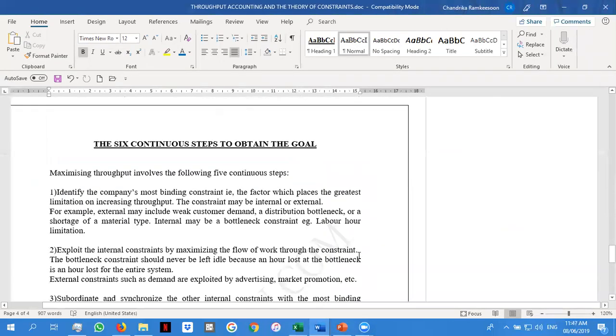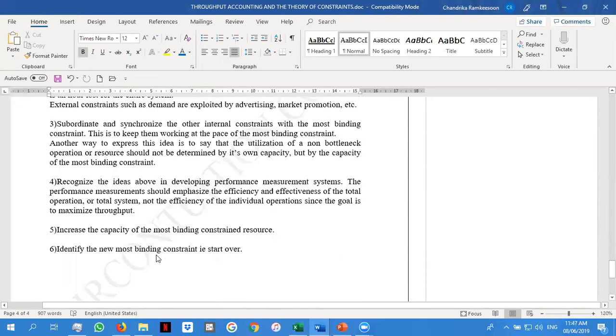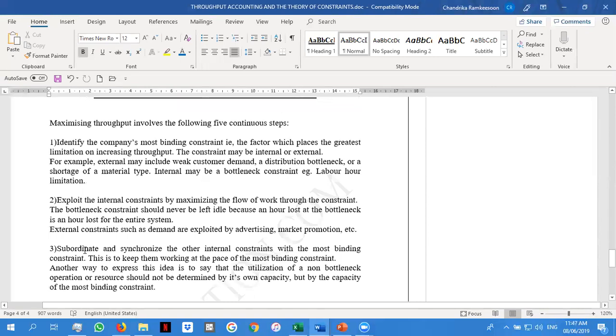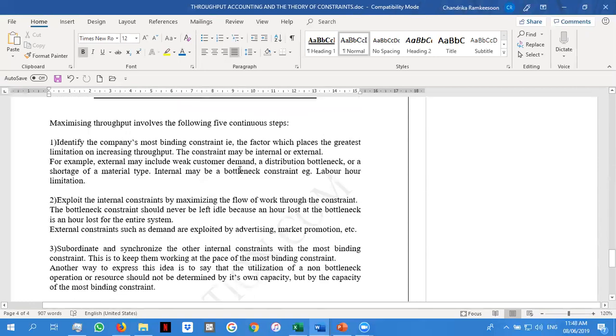Now, the 6 continuous steps to obtain the goal. Maximizing throughput involves the following 5 continuous steps. 5? 6 here. Oh, it's actually 6. Hold on a second. I know why I wrote 5 here, because number 6 involves starting over. Leave it as 5, you'll see why. Maximizing throughput involves the following 5 continuous steps.